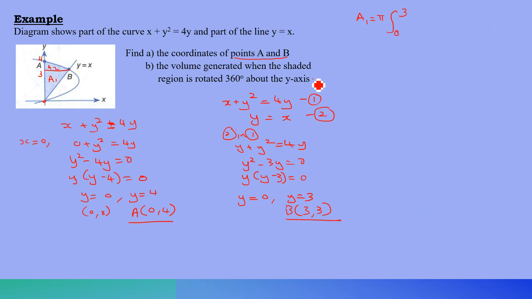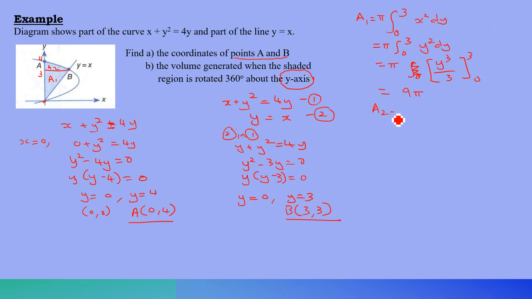But since here it is rotated about the y-axis, be careful. Your function must be in terms of y. So your formula says x squared dy. So what is your function now? Your x equals y, so it becomes y squared dy. You must represent it in terms of y. Integrate this, you get y cubed over 3. And then put in 3, 0. So what you have is 9 pi.